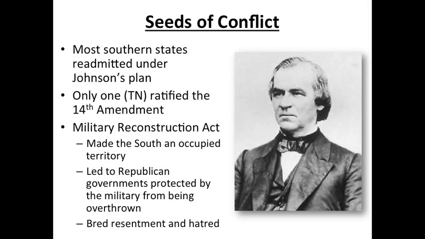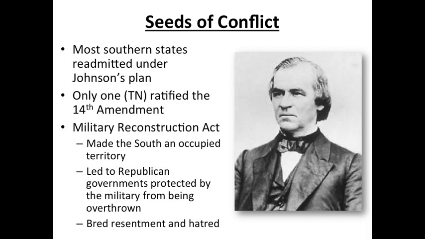First, a little bit of a review and just laying the groundwork for the conflict that came. As we said in class, most Southern states were readmitted under Johnson's plan, where general amnesty, or forgiveness, a pardon, however you want to put it, was given for all but just the very tippy top Confederate leaders. Even Alexander Stephens, the vice president of the Confederacy, was back in Congress by 1866. The problem was that only one of these states eventually would ratify the 14th Amendment, which granted citizenship to all former slaves and anyone born within the United States.